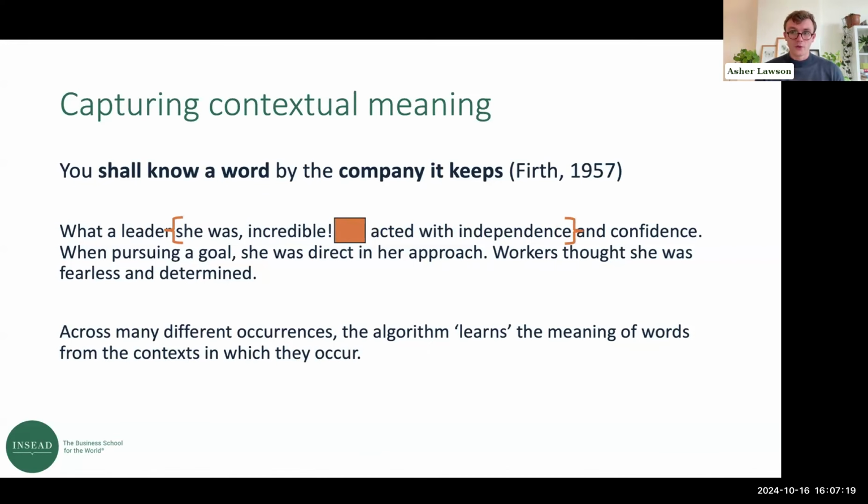Here's another one, where now we're trying to predict what is that blanked word from the words around it. She was incredible and acted with independence. So the mathematics of it are a little bit complicated, but if you hear this term word embedding or word2vec, what I want you to think is at some point they were trying to predict those missing words in the middle with the words that occurred around them.